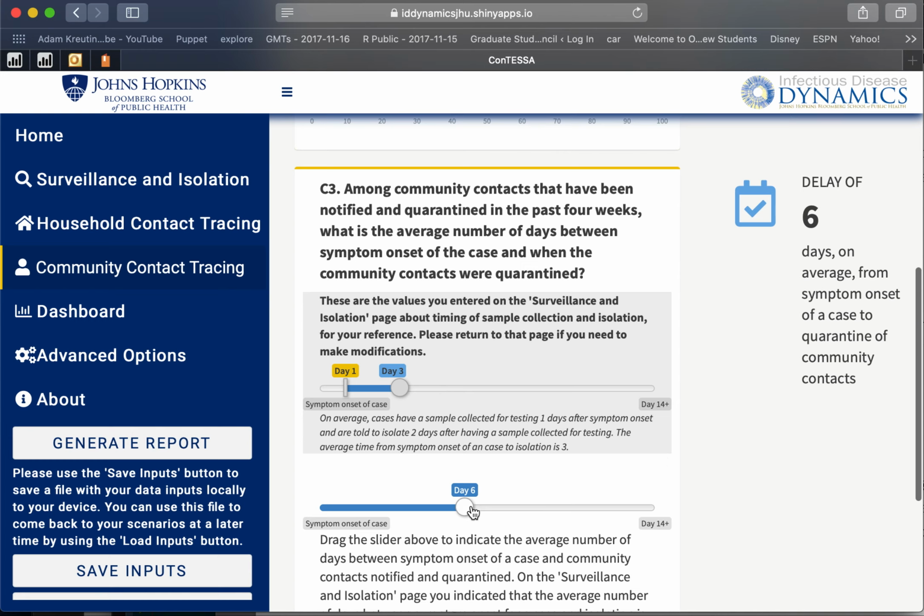And we're taking a little bit longer to contact community contacts than household contacts, but we're still getting them into quarantine by day 5. And so what that means is that the index case, the person who's infected, shows symptoms on day 0. By day 1, that person is tested. By day 3, they're going into isolation. We're collecting those community contacts and getting those community contacts quarantined by day 5.